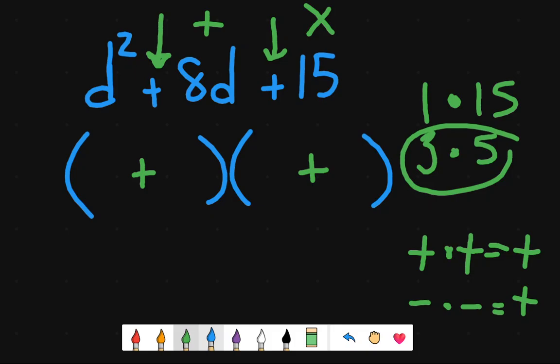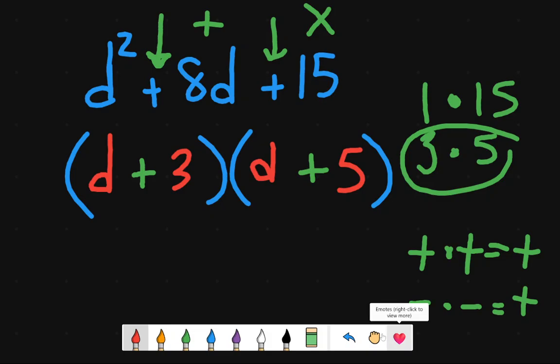All right, so we have d squared. So that means that we're going to have to put d in front of our binomials here. D first. And then we said that we're going to use 3 times 5, so we can put 3 and we can put 5 in here. And this will be our answer factored out. D plus 3 times d plus 5 is the answer for this.